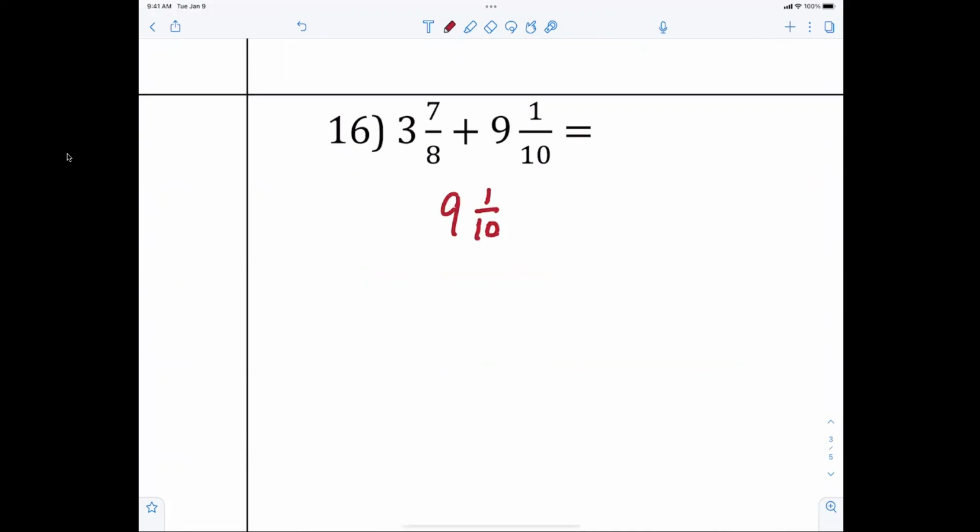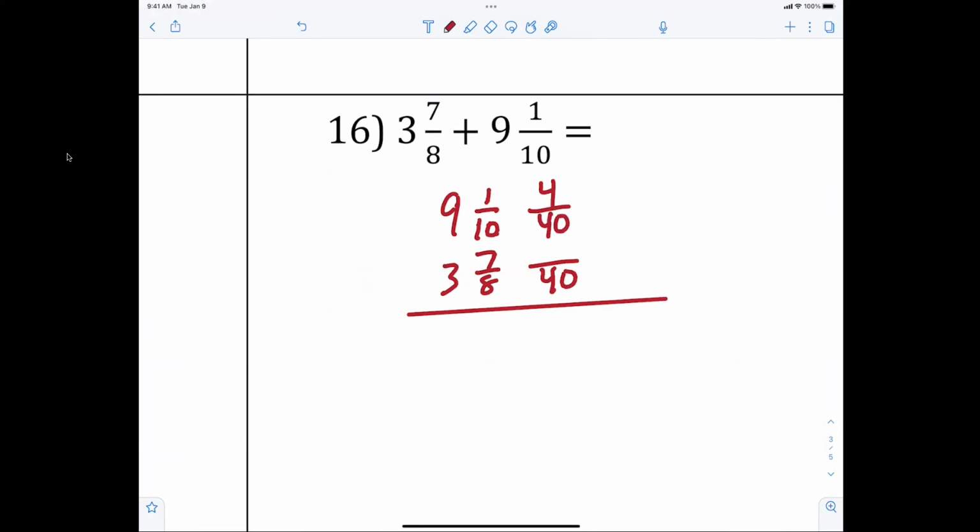All right, so here we go. 9 and 1/10, 3 and 7/8. Someone help me with the common denominator. 40. Multiply the first fraction by 4. So I get a 4. Multiply the second fraction by and get a, and then 9 plus 3, 12. 4 plus 35. Wow. All right. You should be feeling better now, or if you're having trouble, you got to speak up. Davis, you good now? Yeah. All right. I figured that.